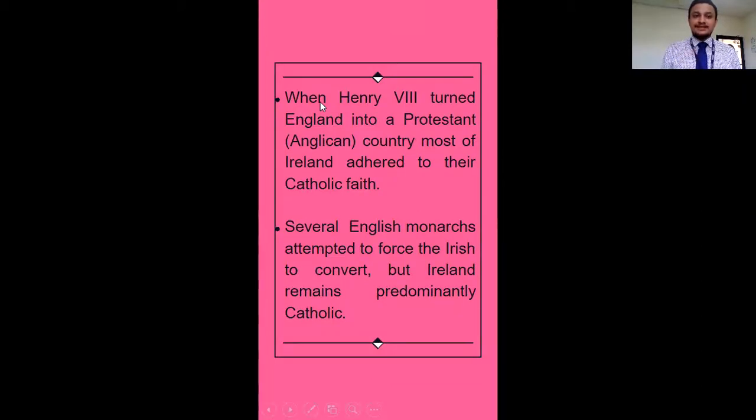Who was missing? Ireland, Northern Ireland in this part. When Henry VIII turned England into a Protestant Anglican country, most of Ireland adhered to their Catholic faith. Several English monarchs attempted to force the Irish to convert, but Ireland remains predominantly Catholic. So it was a dispute that they had, because England was Anglican and Ireland was Catholic.